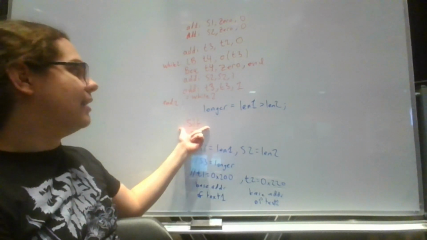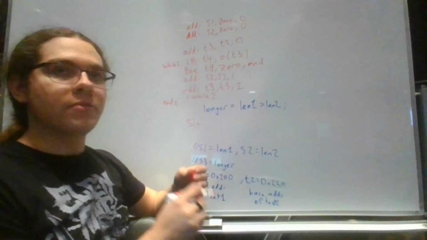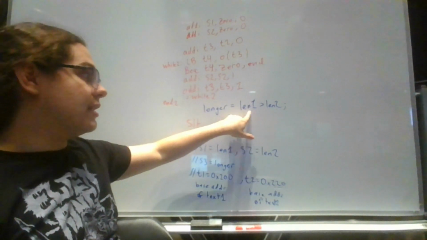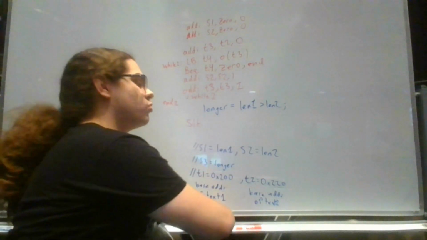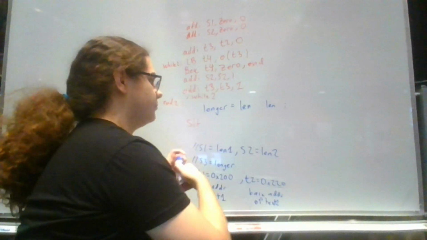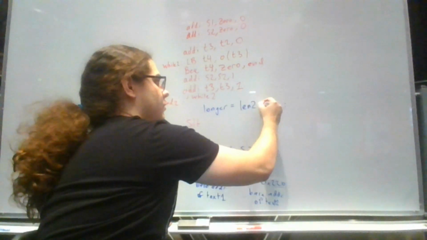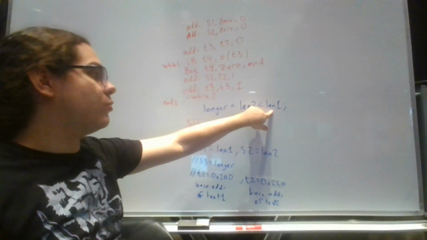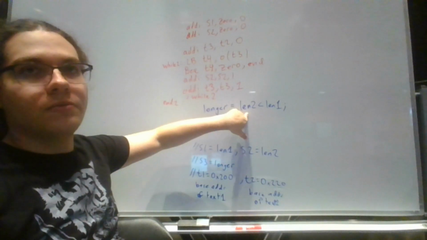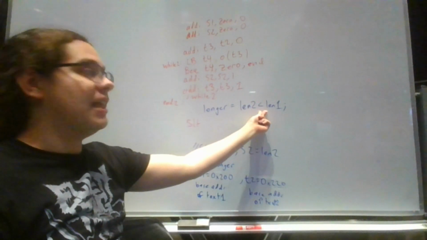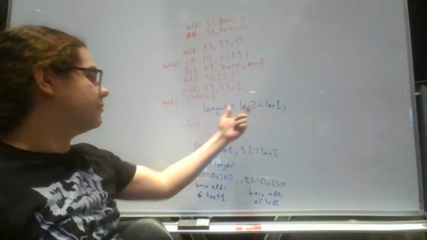However, because this is a set less than, I'm going to write this in terms of the less than operator, because this is the greater than operator. You'd read this as length 1 greater than length 2. So I'm going to swap the order. This can be read as length 2 less than length 1, or length 1 greater than length 2. So either way, it means the same thing. It's just syntactically, this is the less than operator. So that's what I'm going to use.